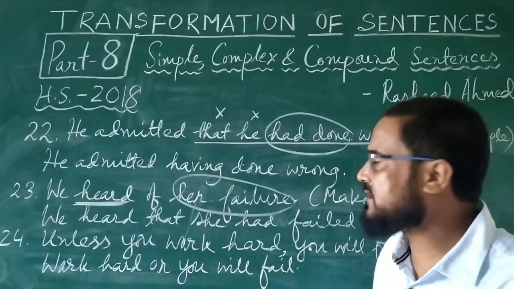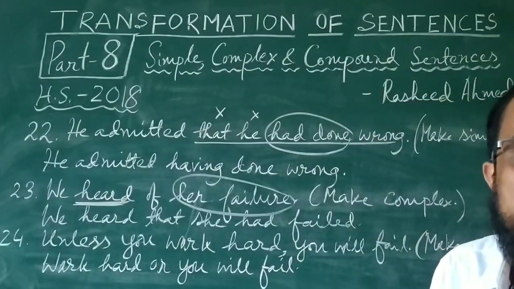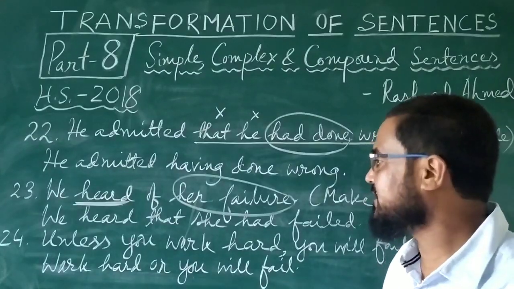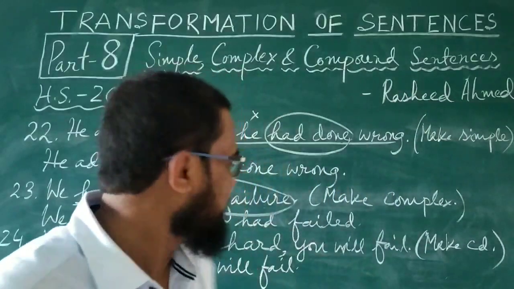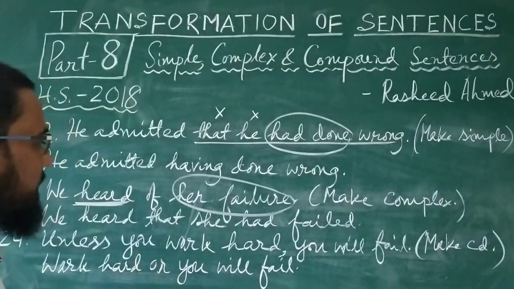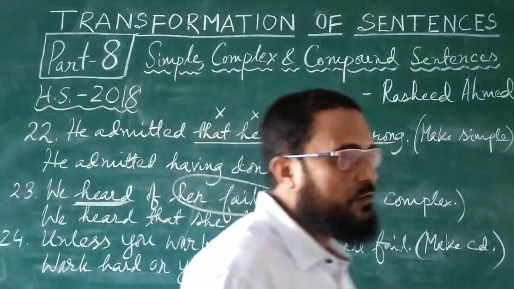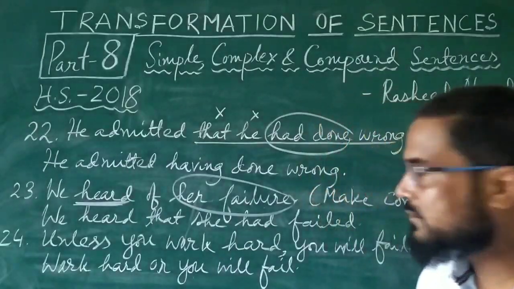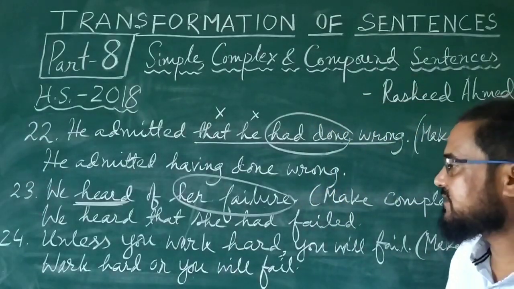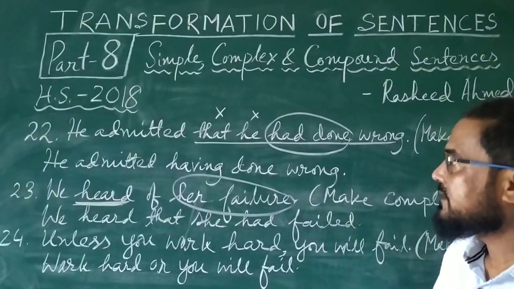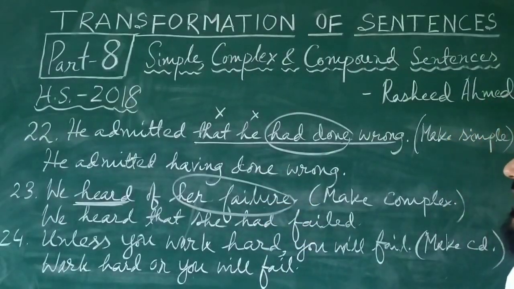The complex sentence is, we heard that she had failed. And the compound sentence will be, she had failed and we heard it. And the last one is, unless you work hard, you will fail. That is a complex sentence. The compound sentence is, work hard or you will fail. And the simple sentence is, work hard not to fail, or work hard to avoid failure. All these three questions came in 2018.